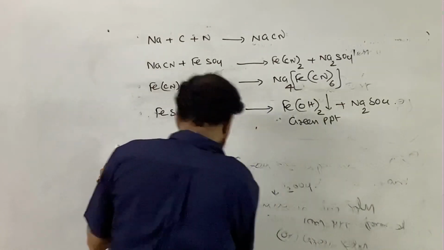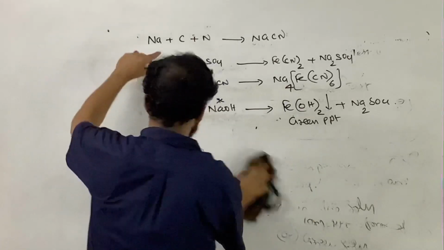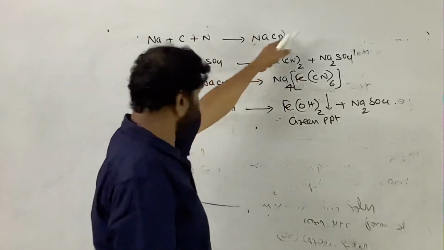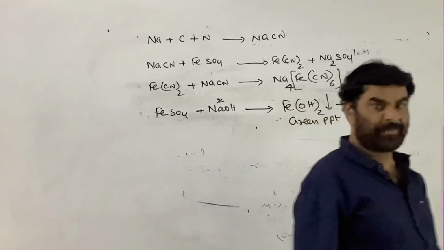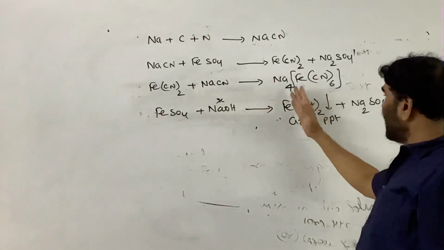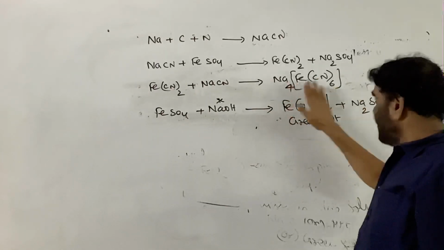So after the addition of ferrous sulfate to the Lassaigne extract, these are the changes taking place. A part of the ferrous sulfate is converted into sodium ferrocyanide.